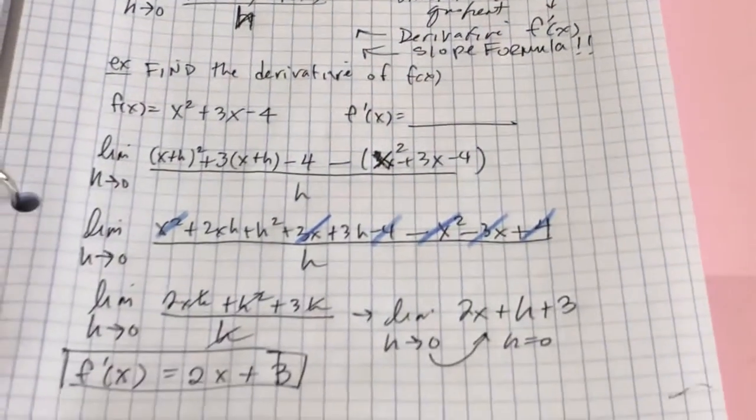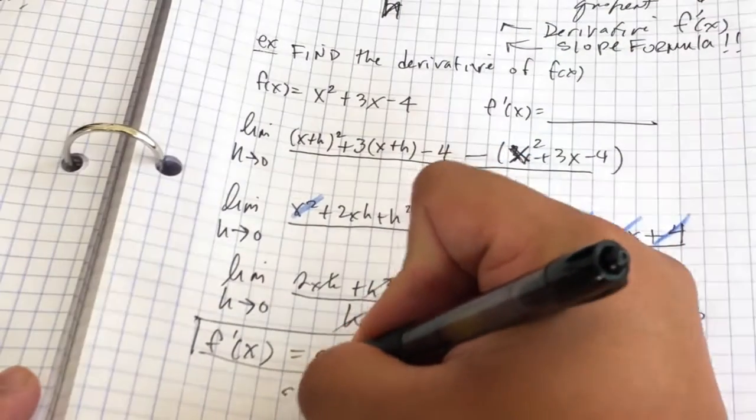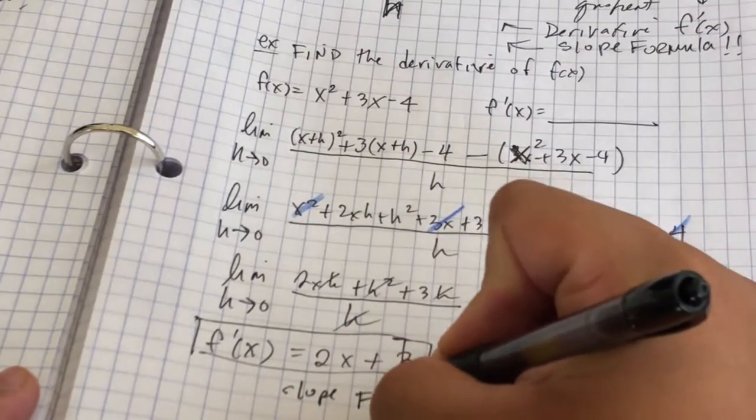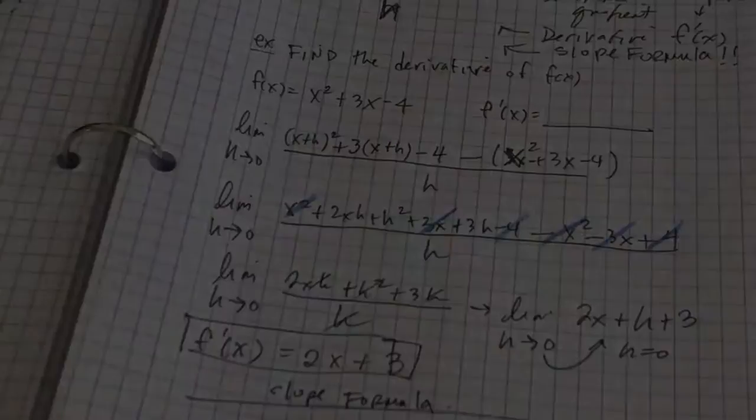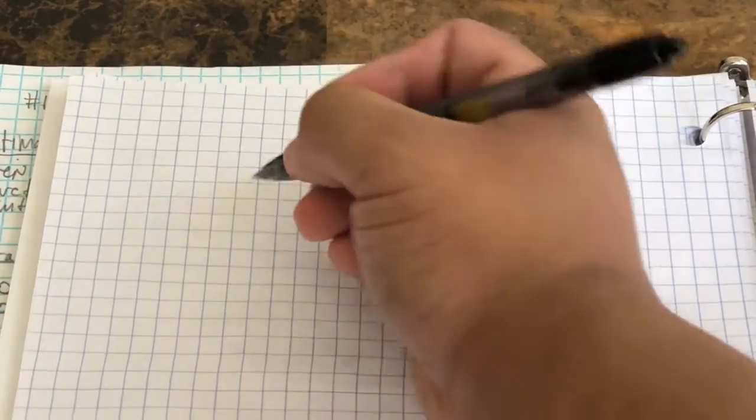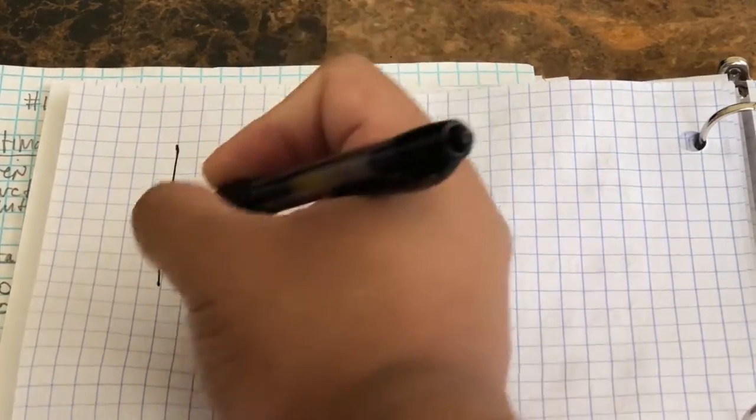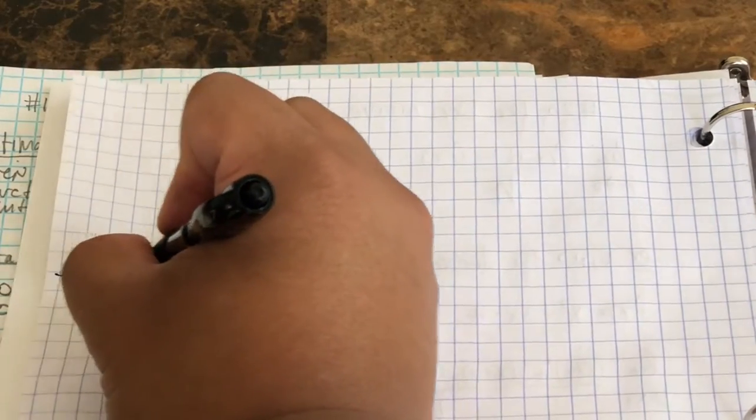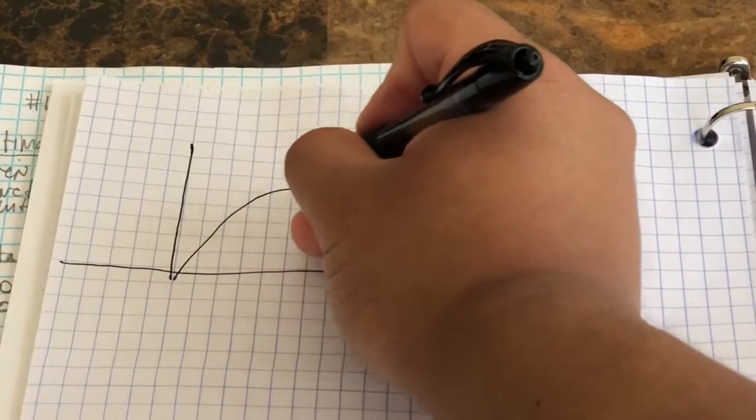Why do we care about something called the slope formula? Again, this is more into the calculus part of calculus. So, why do we care about this something called a slope formula? Well, let's pretend for a moment we have a function.